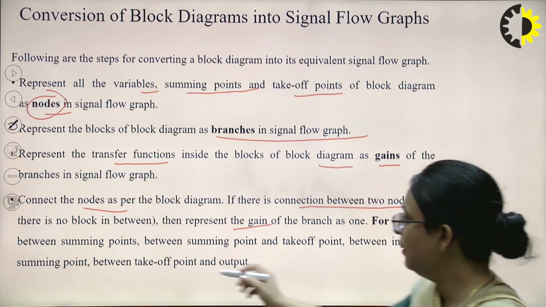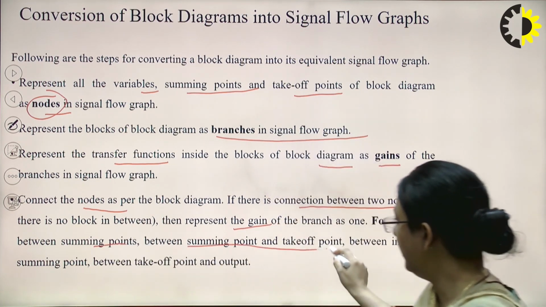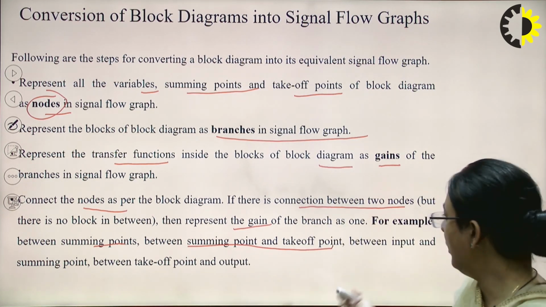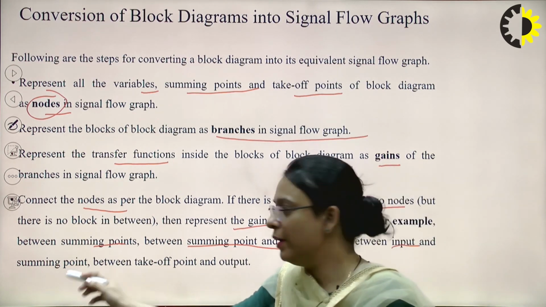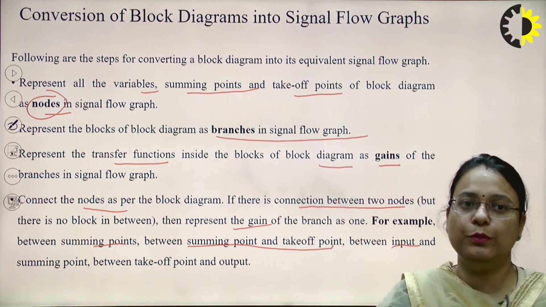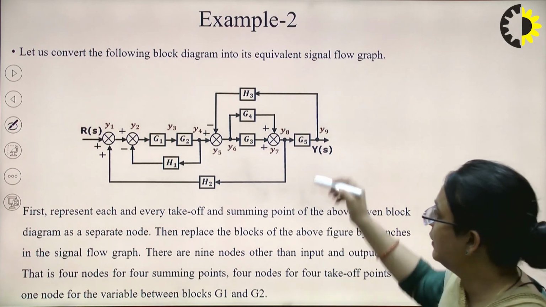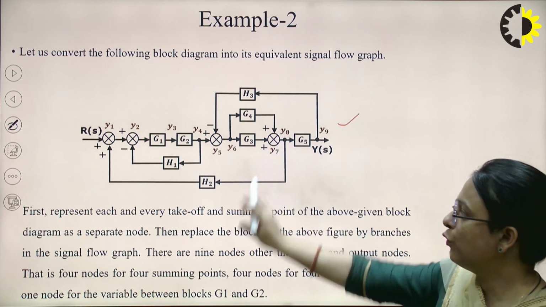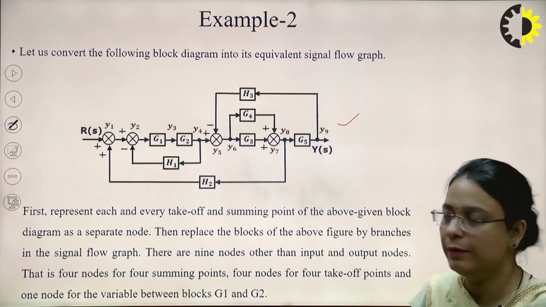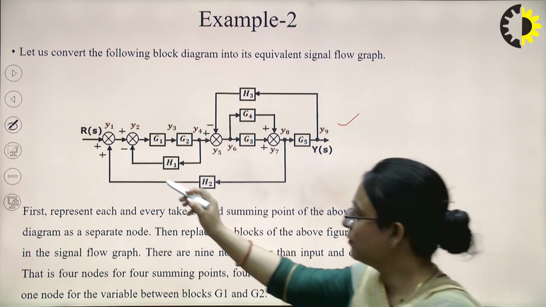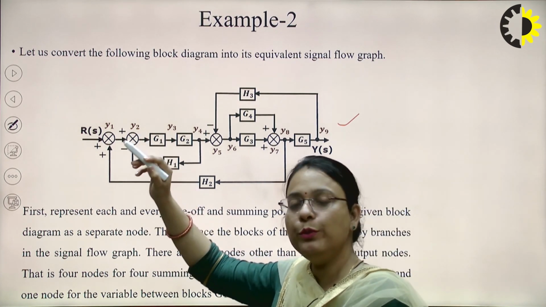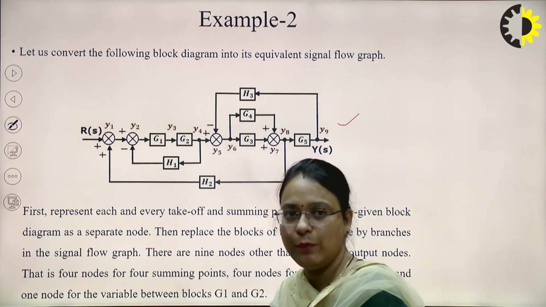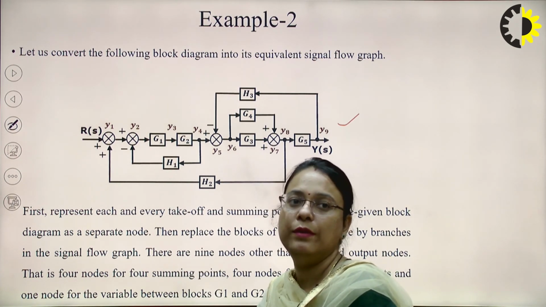For example, between two summing points, between a summing point and a takeoff point, between input and a summing point, and between a takeoff point and an output. Now see this example. This is the block diagram which is given to us, and we have to draw the SFG for this particular block diagram. What I have told you is to represent each and every summing point, each and every takeoff point as a separate node.